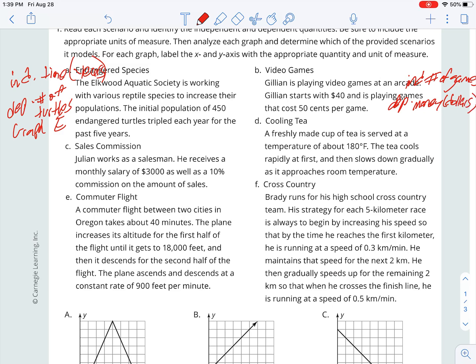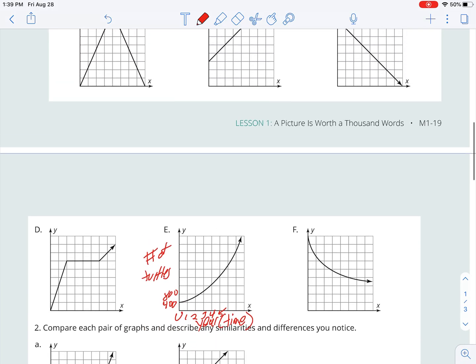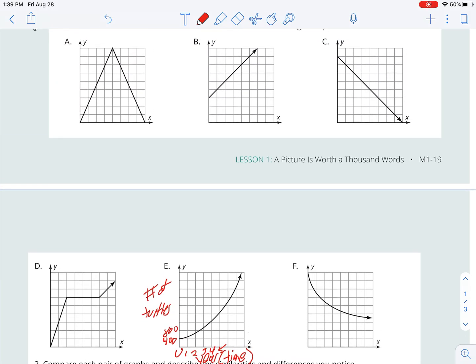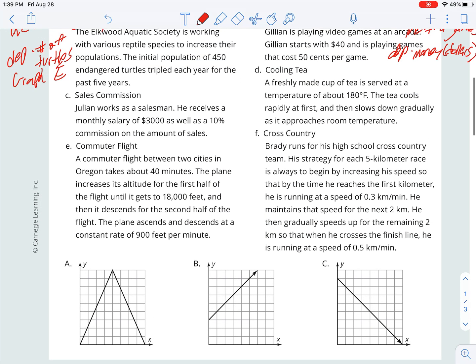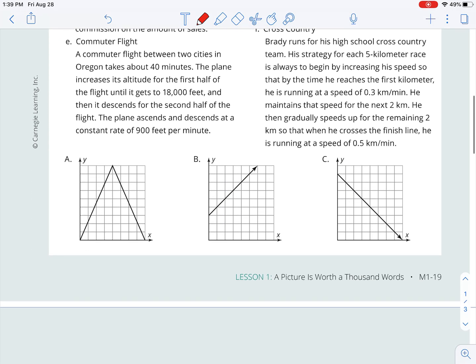So as you keep playing games at 50 cents per game, because that's a constant rate, what I should be seeing is a straight line, either going up or going down. But if you start with $40 and you start playing games, what's happening? Your money should be going down. And the graph that matches up with that, of A, B, C, D, and an F that remains, is letter C. Okay, so this is going to be with graph C, where this is the number of games, and this is the money you have remaining, which is in terms of dollars.